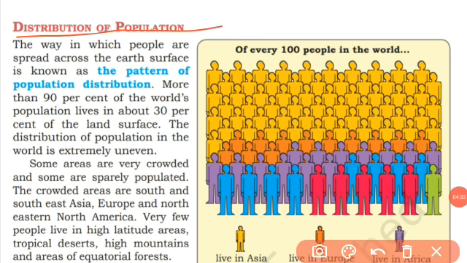Distribution of population. The world's population, or our India's population, is increasing rapidly. The way in which people are spread across the earth's surface is known as the pattern of population distribution. More than 90% of the world's population lives in about 30% of the land surface. The distribution of population in the world is extremely uneven.